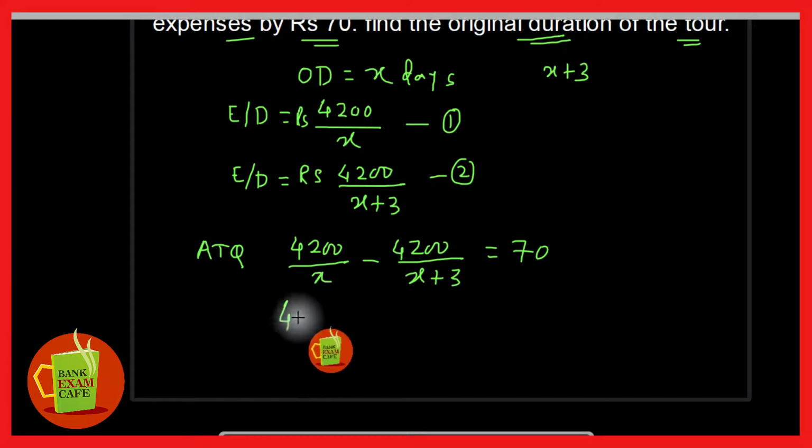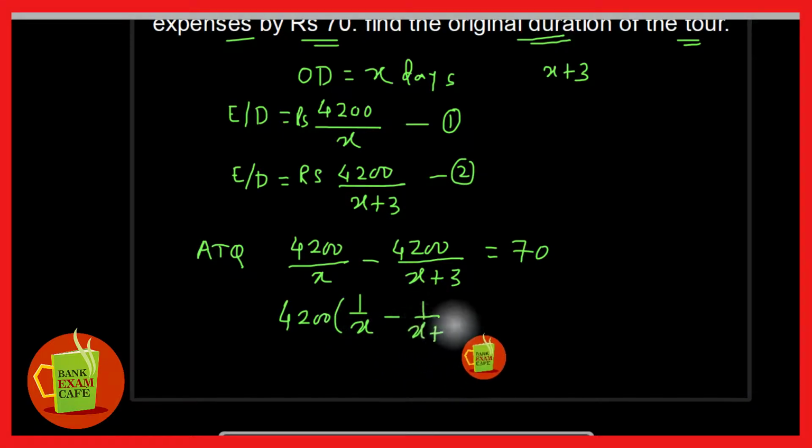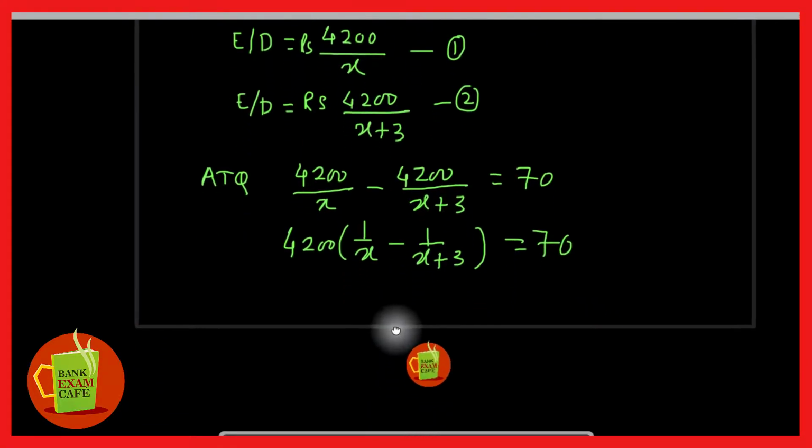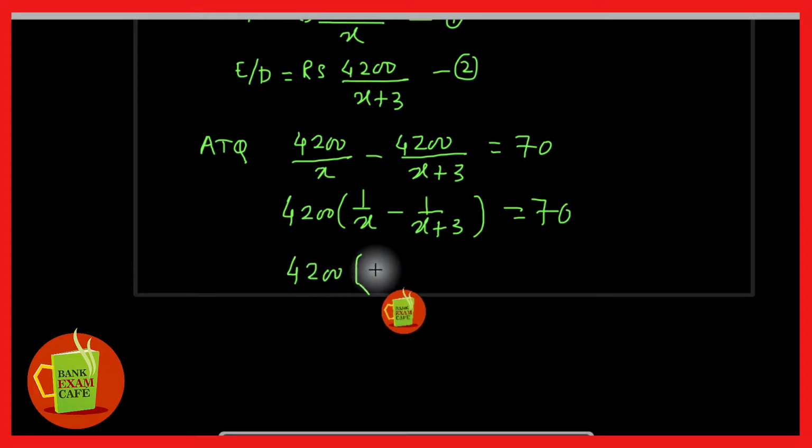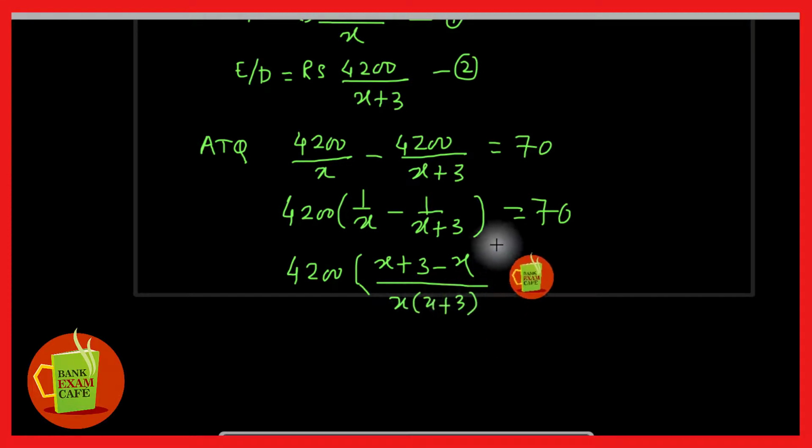So here 4,200 will be the common factor. So inside the bracket it will be 1 upon X minus 1 upon X plus 3, which is equal to 70. And so here now take the LCM, multiply here by X plus 3 and here by X. So you will get 4,200, inside the bracket it will be X plus 3 minus X upon X into bracket X plus 3. Close the bracket. Which is equal to 70.